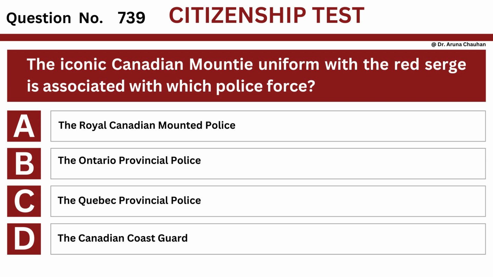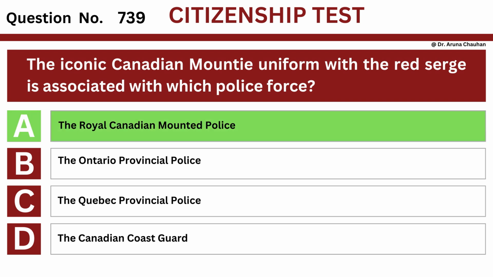Question number 739. Question: The iconic Canadian Mountie uniform with the red serge is associated with which police force? Option A: the Royal Canadian Mounted Police. Option B: the Ontario Provincial Police. Option C: the Quebec Provincial Police. Option D: the Canadian Coast Guard. The answer is option A: the Royal Canadian Mounted Police.